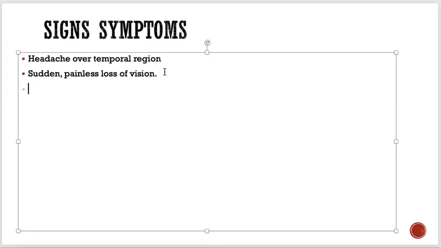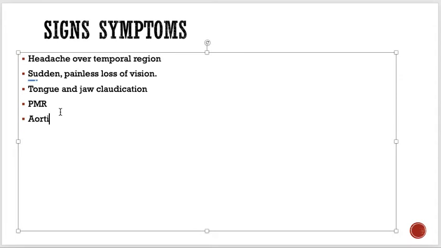They also present with tongue and jaw claudication, which means they have pain while chewing, while eating. And many of them have the features of PMR. What is PMR? Polymyalgia rheumatica. So they present with muscle stiffness and pain. Many of them show the features of this as well.